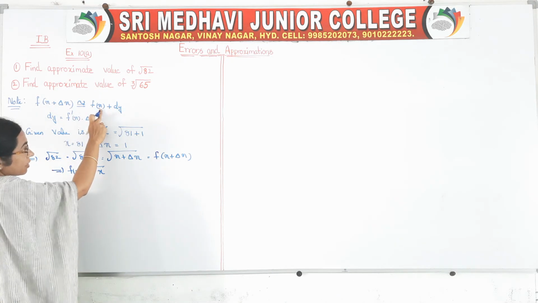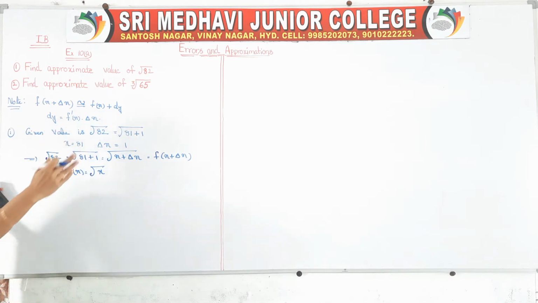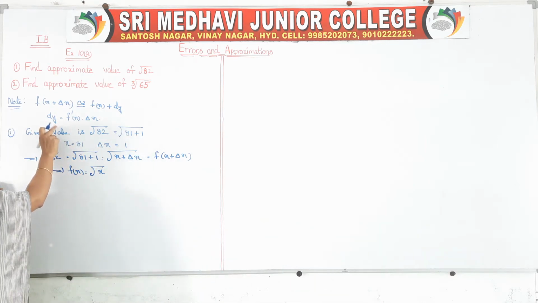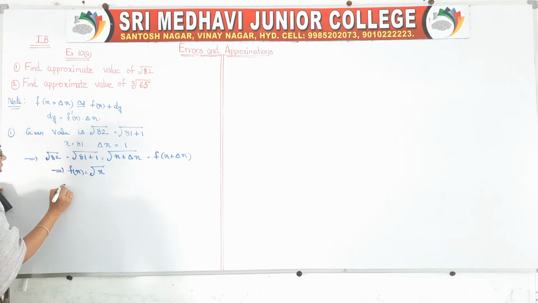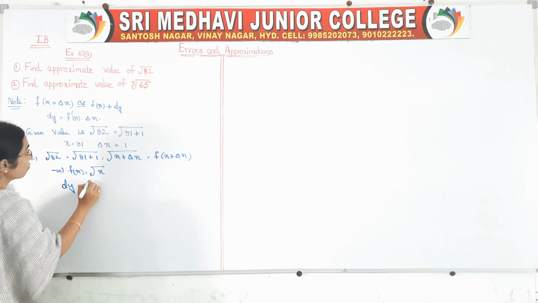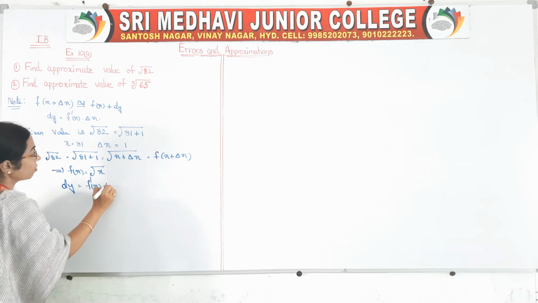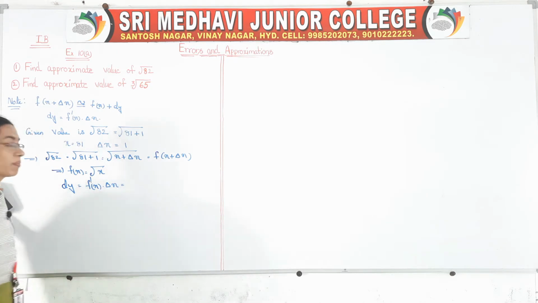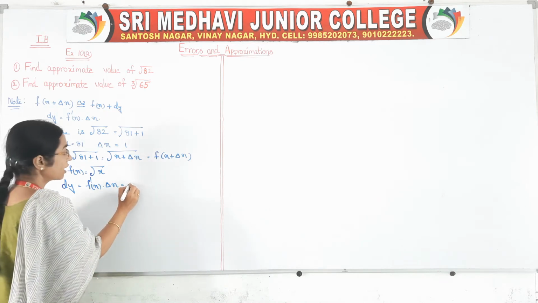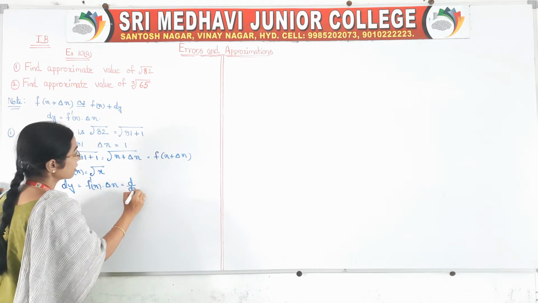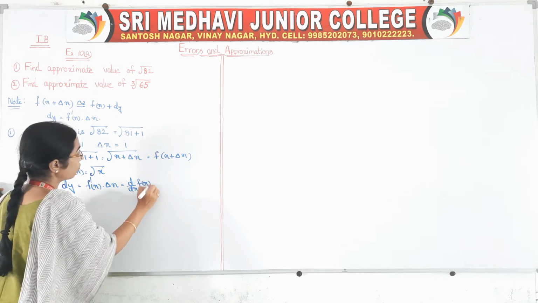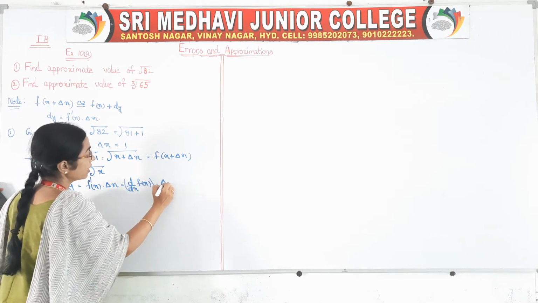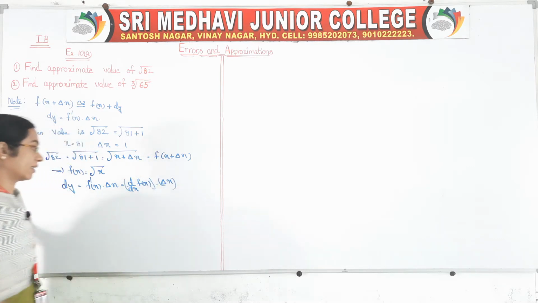Its formula is f of x plus dy. So for that we have to find dy first. We take dy equal to f dash x into delta x. What is f dash x? It is d by dx of f of x, into delta x.